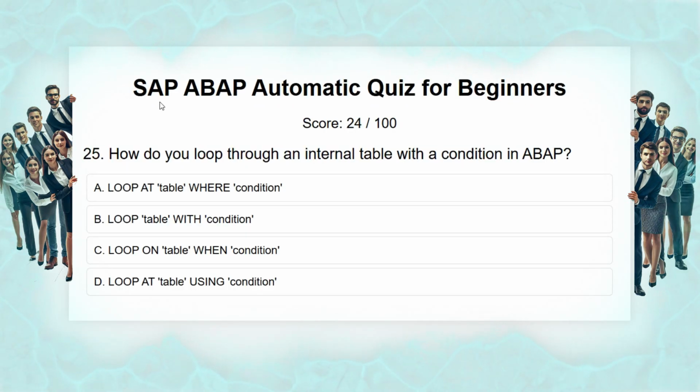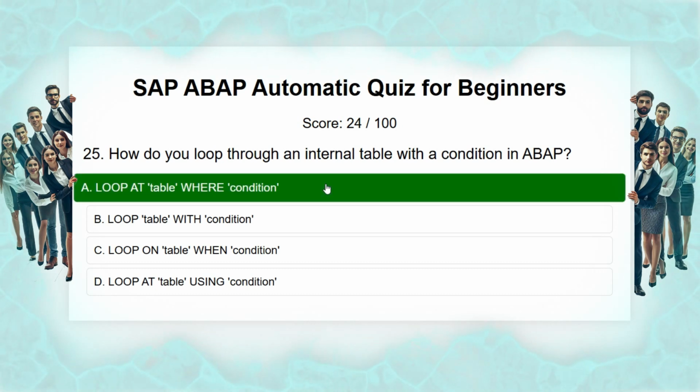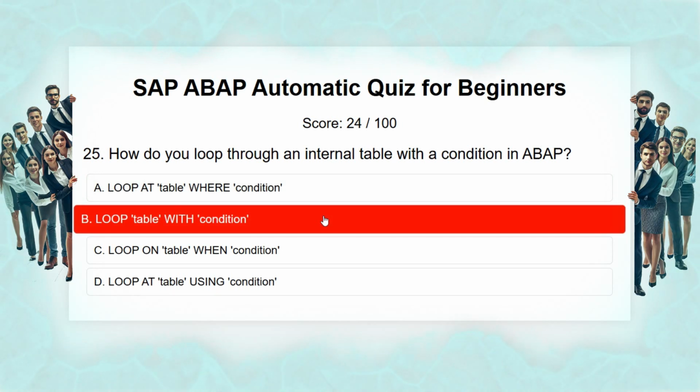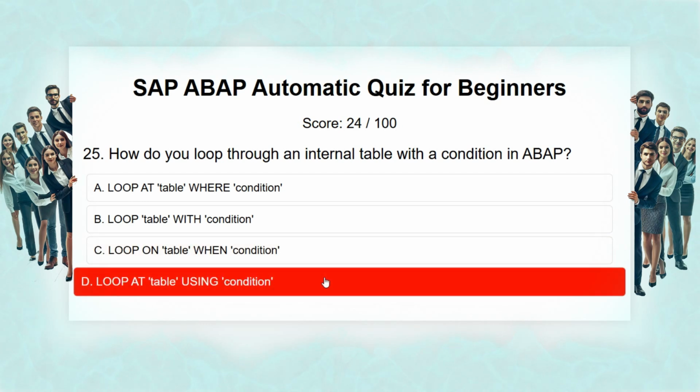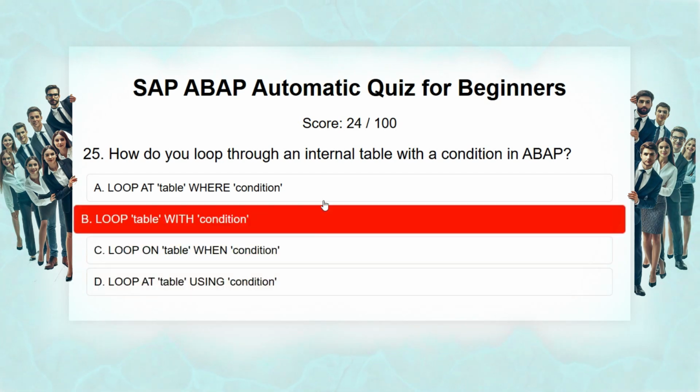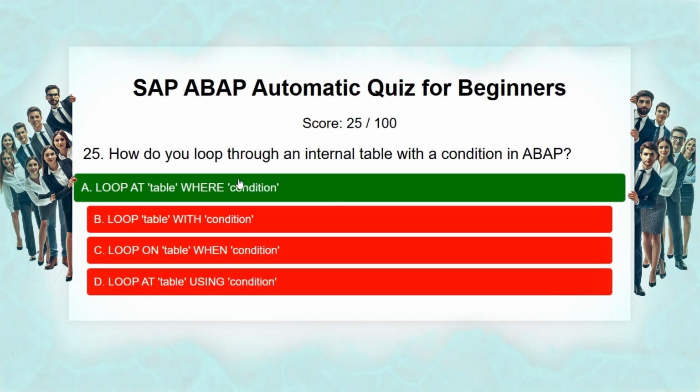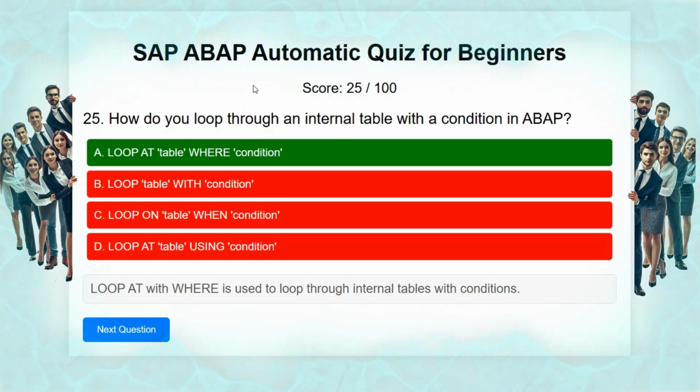25. How do you loop through an internal table with a condition in ABAP? A. Loop at table where condition. B. Loop table with condition. C. Loop on table when condition. D. Loop at table using condition. Correct answer. Loop at with where is used to loop through internal tables with conditions.